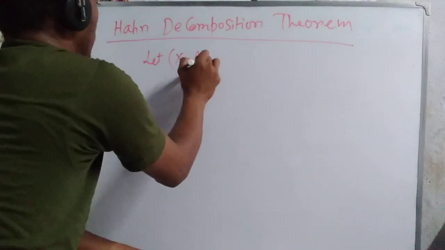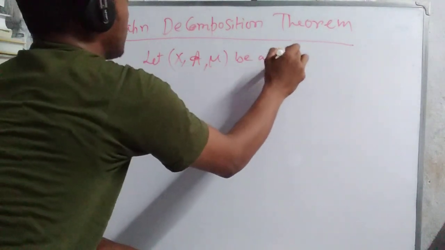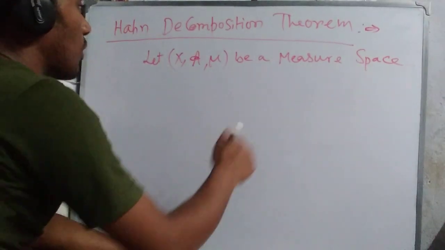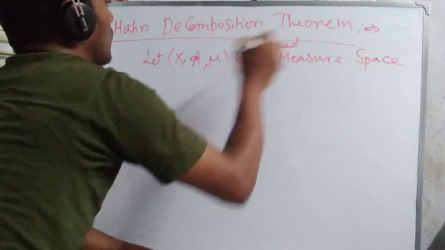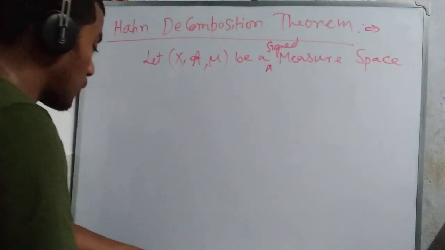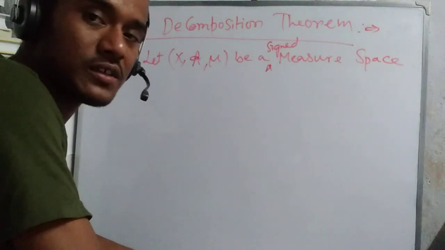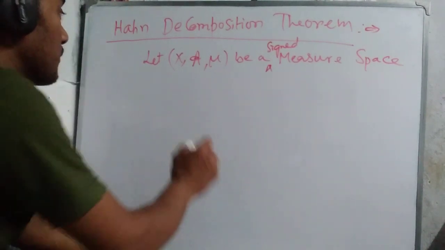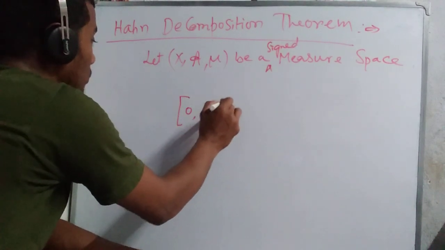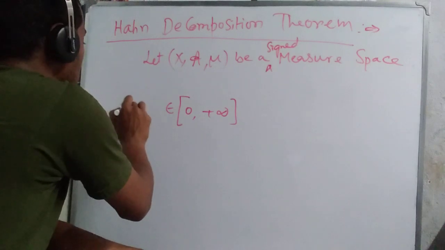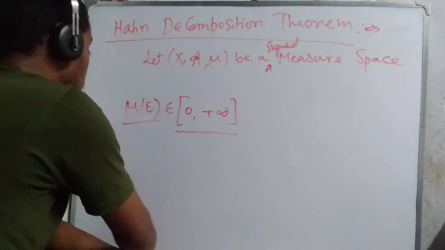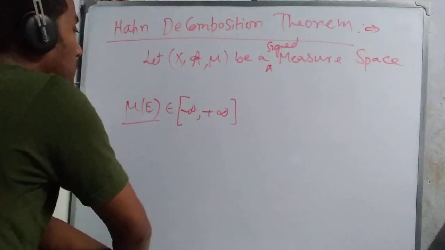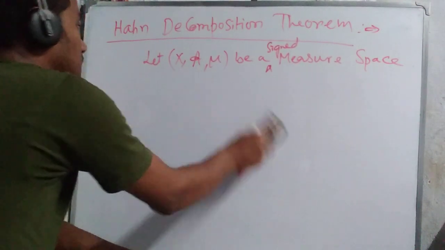Let (X, 𝒜, μ) be a signed measure space. We also write this one, that means positive set and negative set. Obviously, we do not write this one as a measure space, because a measure space means the measure belongs to [0, +∞]. Here we wrote some mistake; obviously this one means a signed measure space, not a measure space.